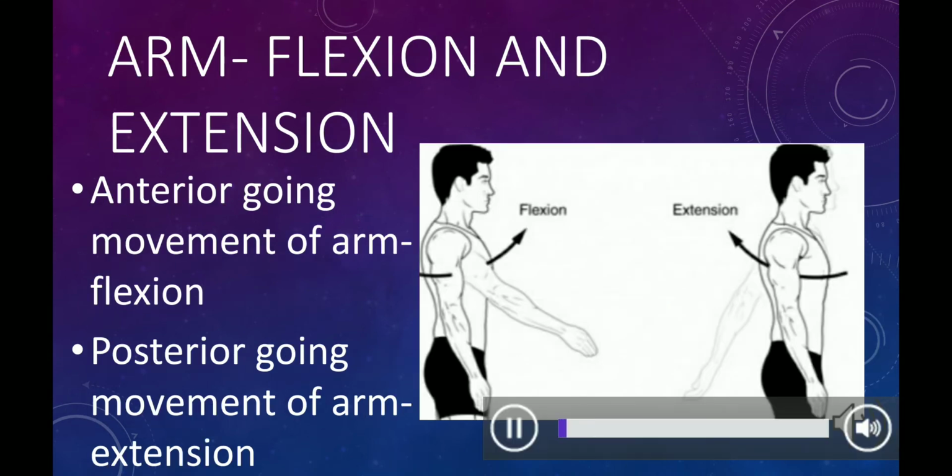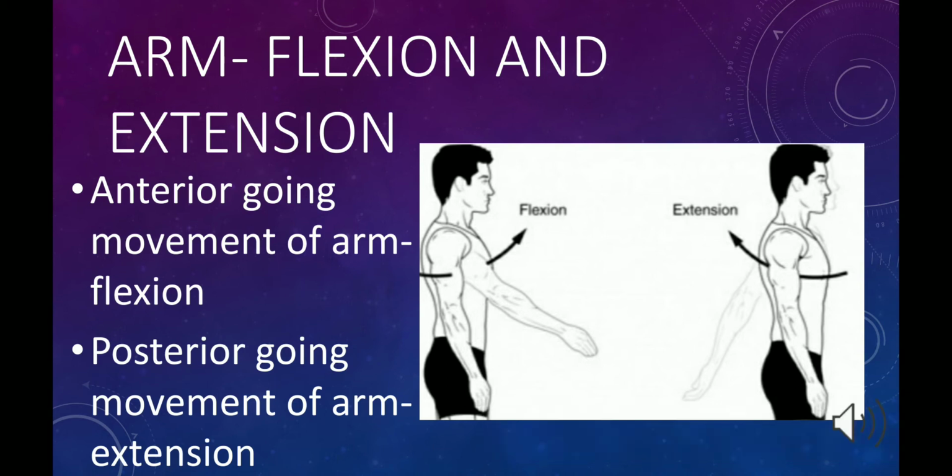Now we will discuss flexion and extension of the arm. In the figure you can see that flexion of the arm is the anterior going motion of the arm, and extension is the posterior going motion of the arm. Flexion and extension are movements that take place within the sagittal plane.